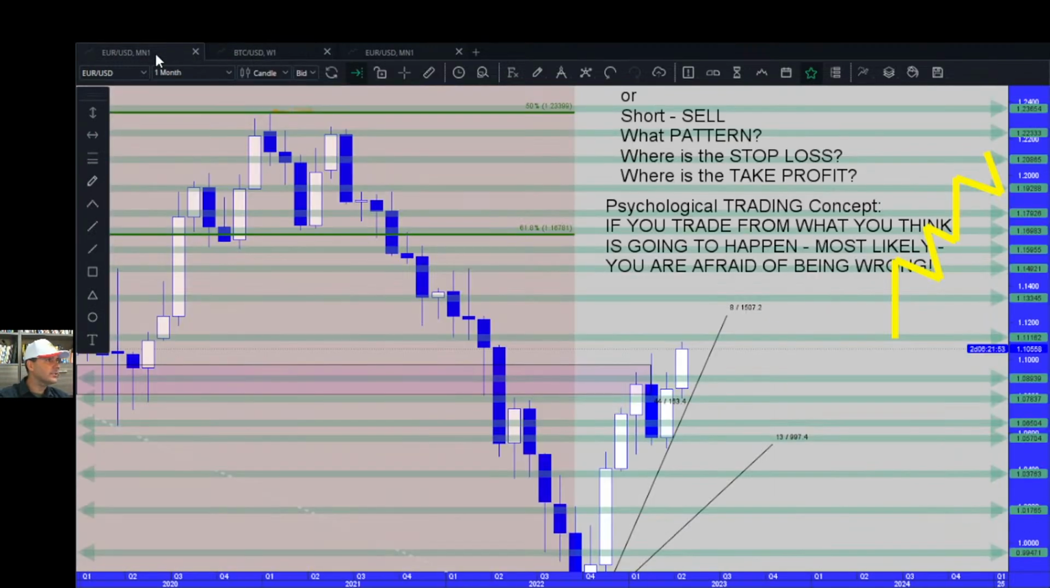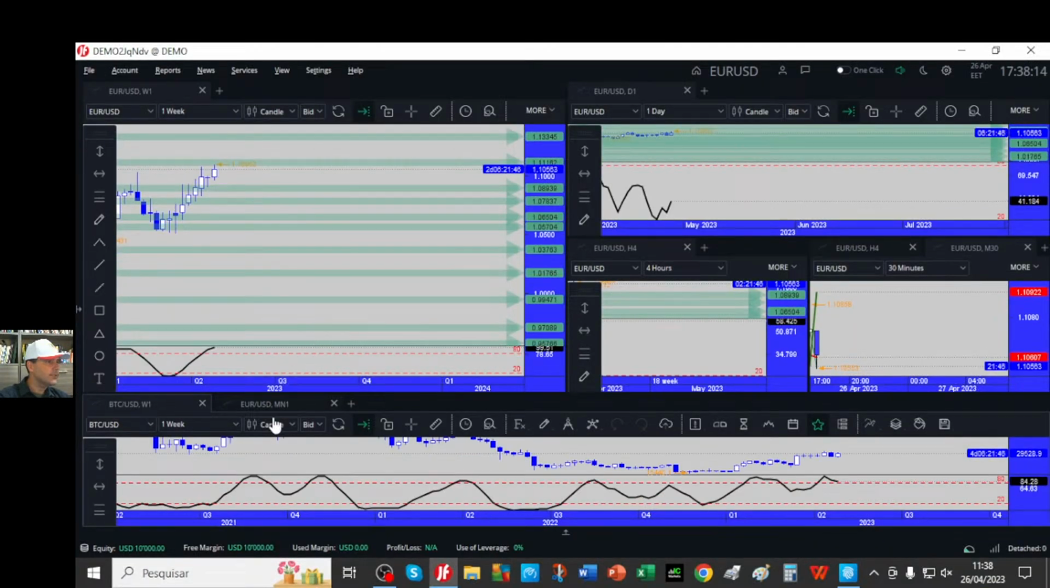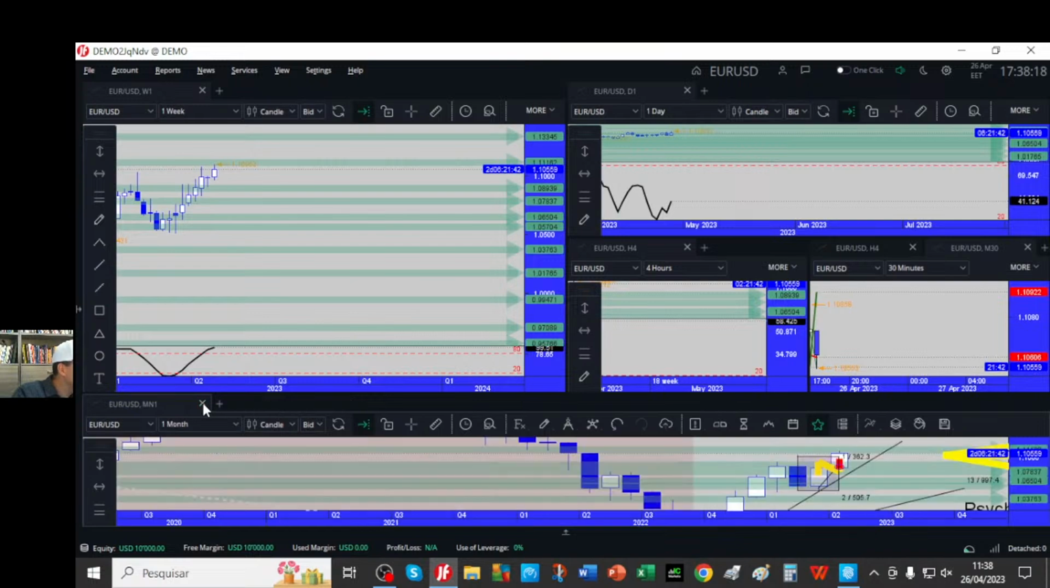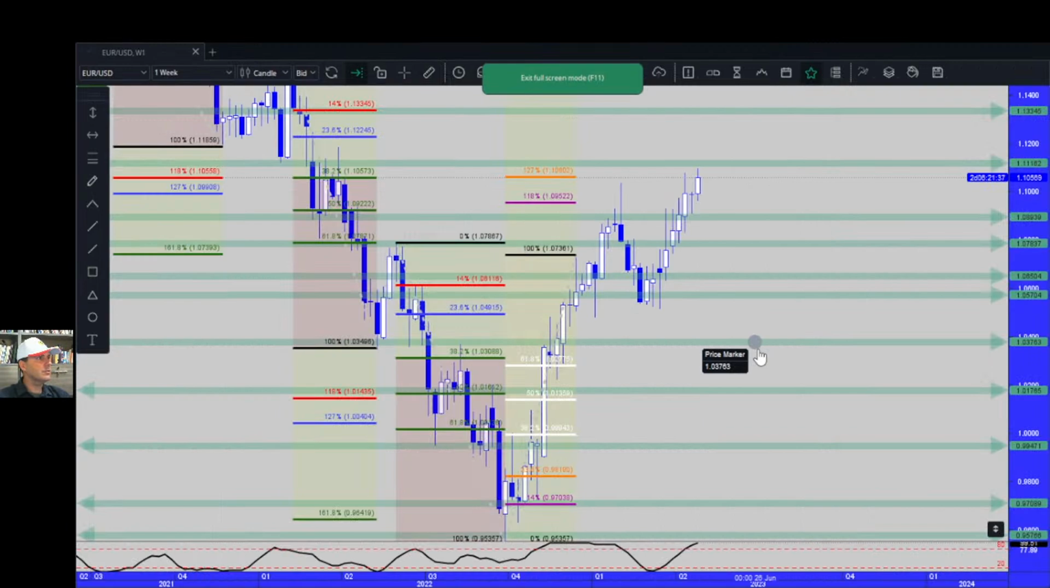Oh, Bitcoin here. So, clone chart. Exit full screen, monthly. Okay, Bitcoin out, everybody. Weekly chart. Euro dollar weekly chart.